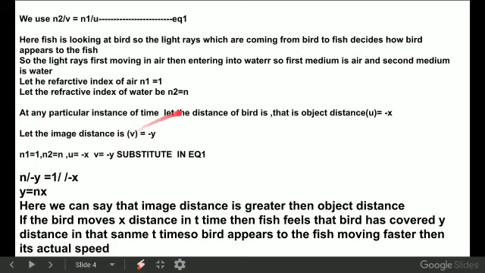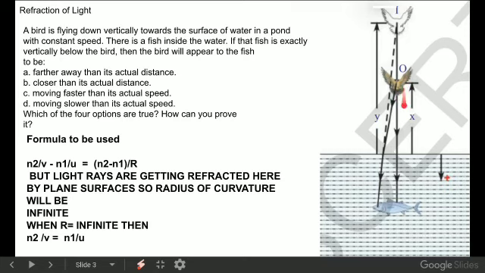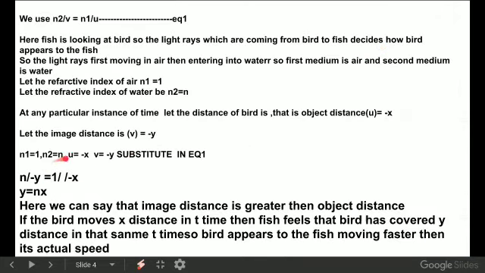At any particular instance of time, let the bird be at x distance and its image formed at a y distance. So let the object distance be equal to minus x and the image distance equal to minus y. Just now I told you why we should take these two also negative. Here n1 equals 1, n2 equals n, u equals minus x, v equals minus y. When we substitute this in equation 1, we get y equals nx. Image distance is the product of the refractive index and object distance. With this we can understand that y is greater than x.